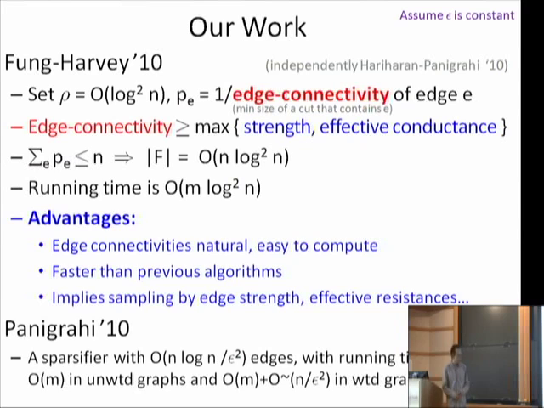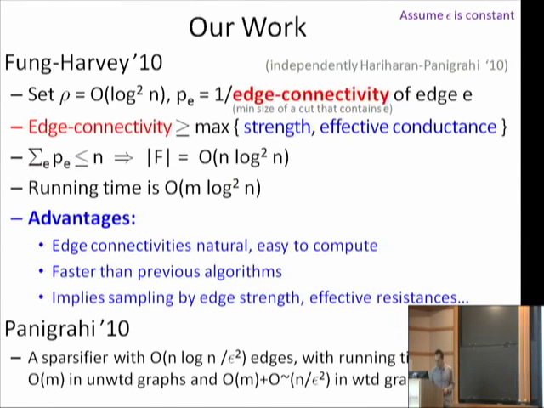Okay. And Panigrahi was able to build on this work. And as I said, they were doing it independently. He showed that, in fact, you can find a sparsifier with order n log n edges in strictly linear time in unweighted graphs, so order m time in unweighted graphs. It's actually a bit different. It uses a sort of adaptive sampling method rather than simply picking edges independently. So it's quite a bit more elaborate.